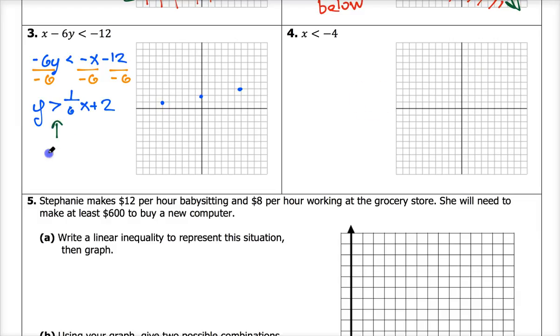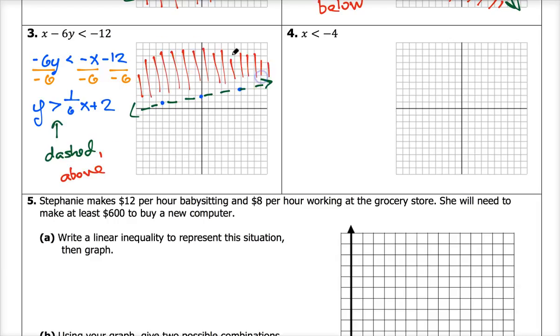So we have a dashed line for this one. A greater than implies a dashed line, so I'll connect my points with the dashes. This is a greater than symbol, so we're going to shade above the line. And then, of course, any point in this red shaded region would give us a solution for this inequality.